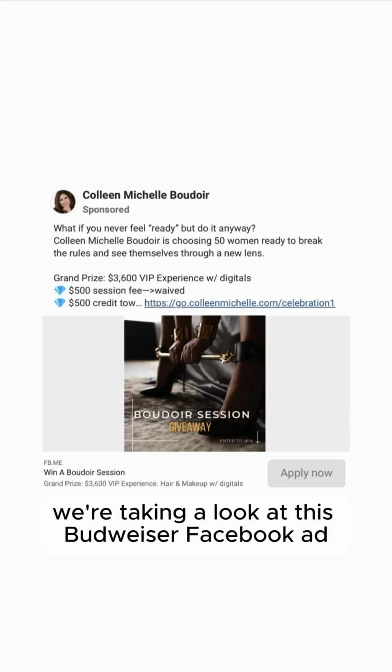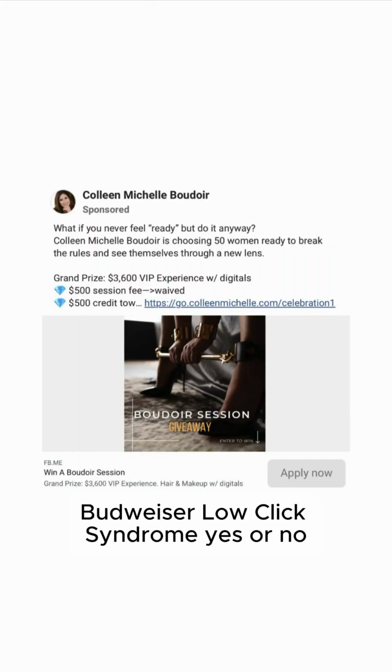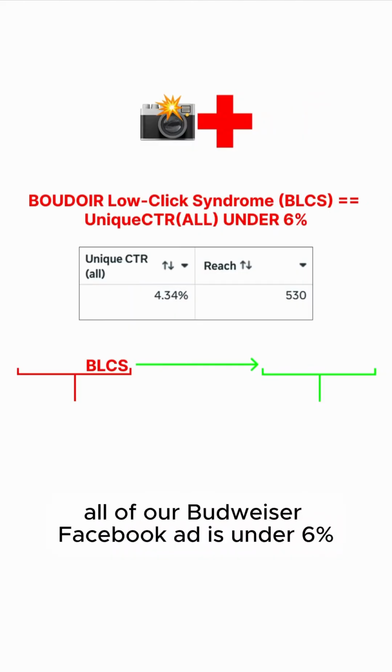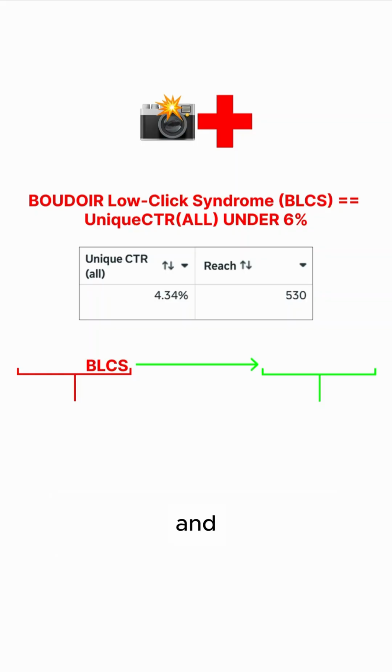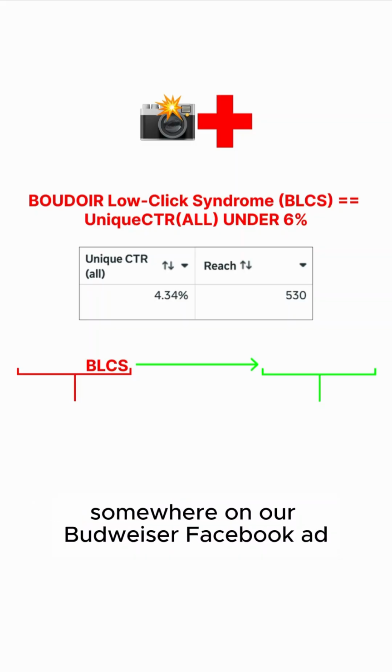All right, y'all, we're taking a look at this boudoir Facebook ad. We're going to check it out, see if we believe it has BLCS, boudoir low click syndrome, yes or no. So boudoir low click syndrome, aka BLCS, is when the unique CTR of our boudoir Facebook ad is under 6%. And this means fewer than 6 out of 100 women are clicking somewhere on our boudoir Facebook ad.